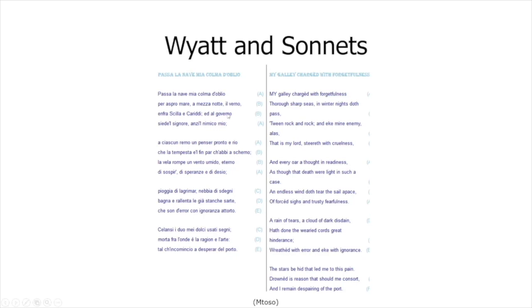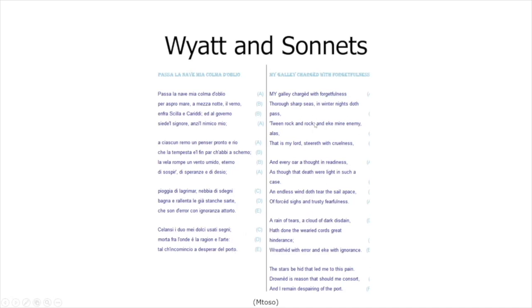Probably the most important thing to consider about the sonnet form is the rhyme pattern. So in Petrarch, it's A, B, B, A. Okay, so oblio rhymes with mio, verno rhymes with governo. Then that pattern repeats in the next stanza. And then the last two stanzas have a new pattern, C, D, E, C, D, E. So sdegni rhymes with segni, sarte rhymes with l'arte, a torto rhymes with porto.